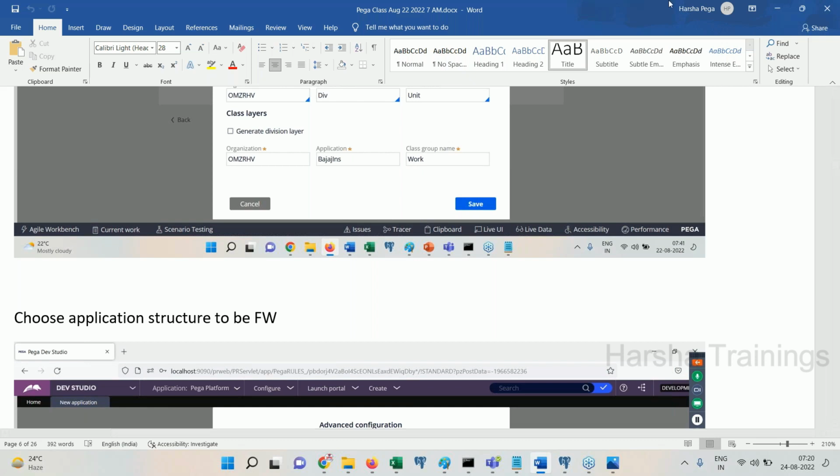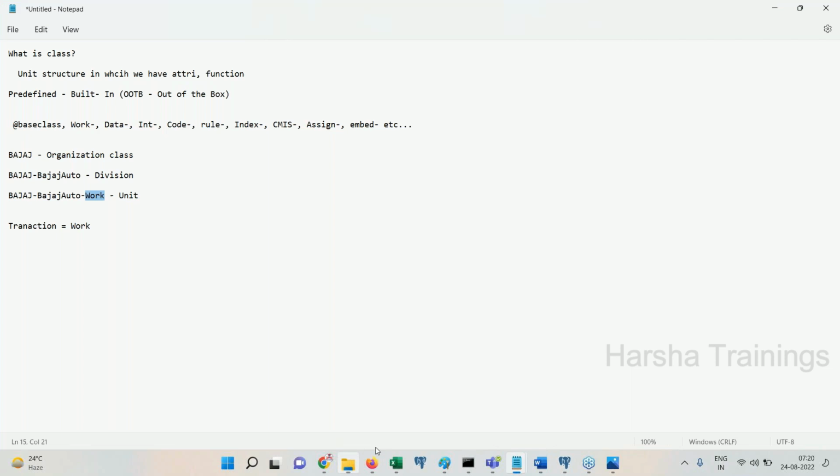But I did not change it. I left it as it is, whatever comes by default. Work is pretty much meaningful as the name of the class. Work is the class where your work will be initiated and processed. That is at unit level. Anyhow, the work will be initiated at this class. Pega automatically takes the name as Work, so I did not change it, but if you wish to change it, you can.